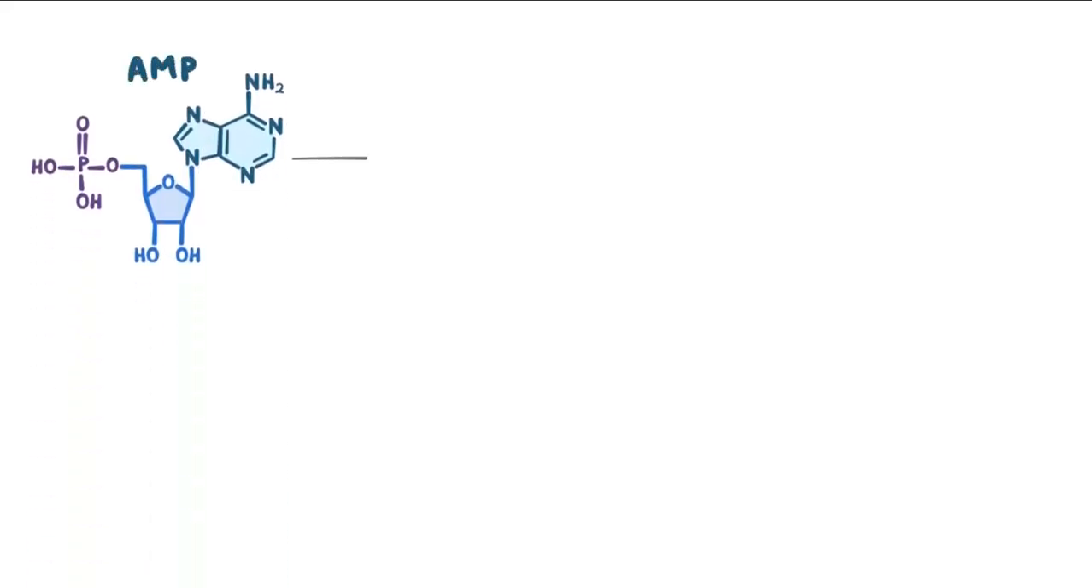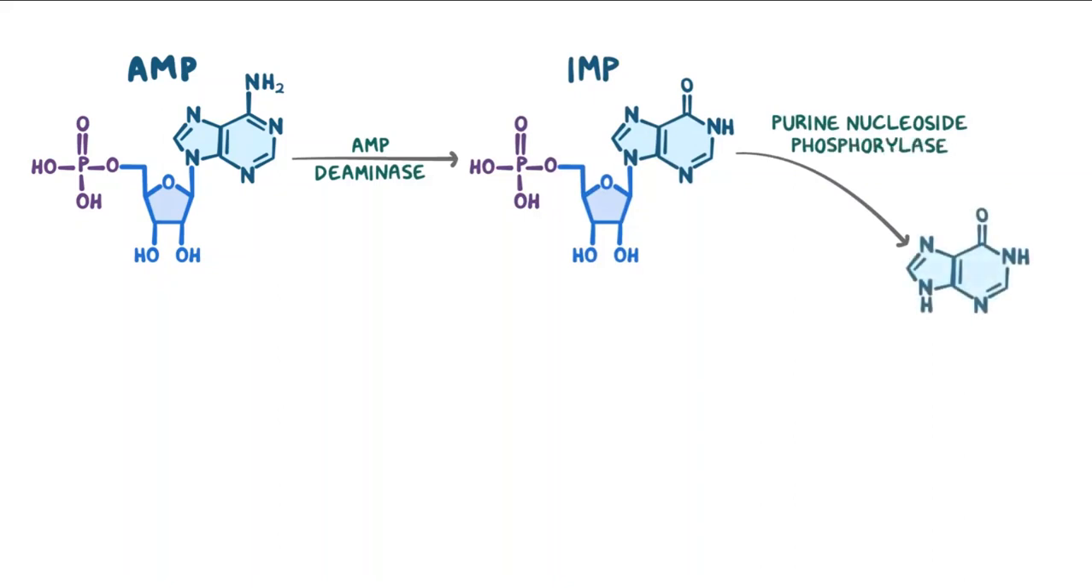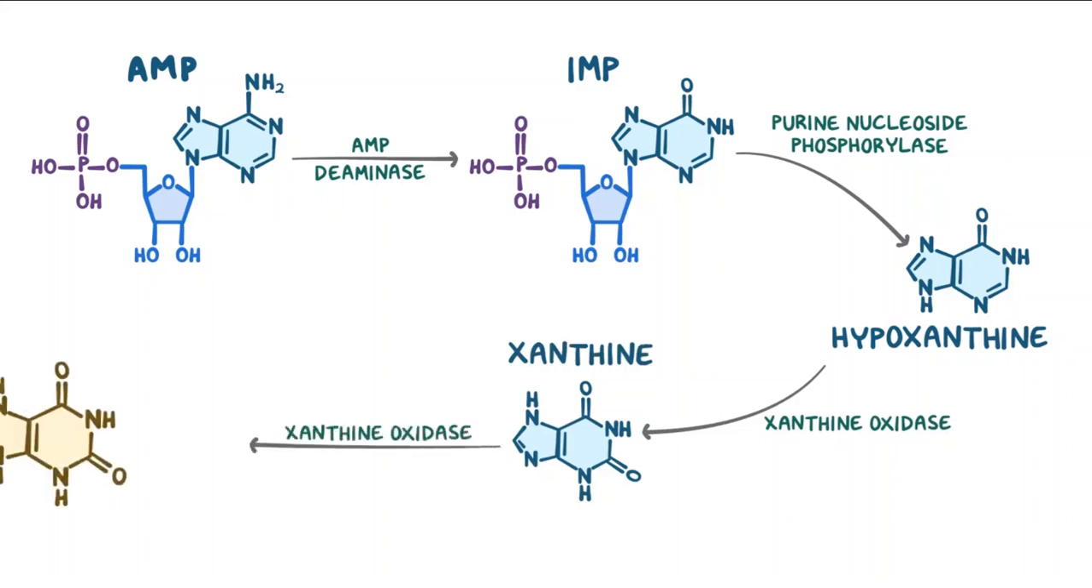On the other hand, for AMP to become uric acid, first, the enzyme AMP deaminase removes an amine group from it, turning it into IMP. Then, purine nucleoside phosphorylase comes in and removes the phosphate and the ribose from IMP, making hypoxanthine. Hypoxanthine is then oxidized twice by xanthine oxidase, first to become xanthine, and then finally to uric acid.